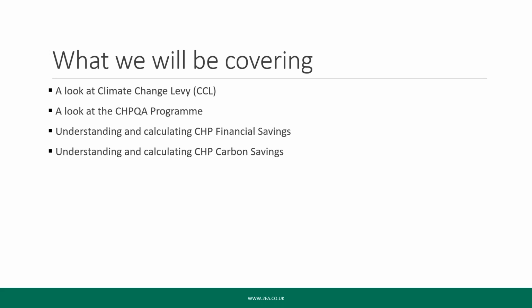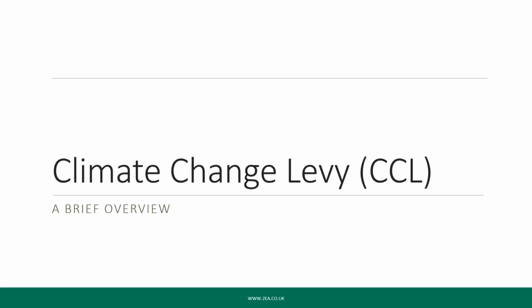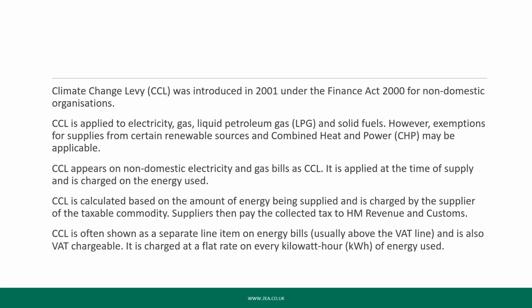So in this presentation, we'll be looking firstly at the role of CCL and how CHP benefits, how to obtain a CCL exemption through the CHP QA, and how to calculate CHP savings, both financial and carbon. Before we jump into the savings, I will quickly run through what CCL is and how CHPs relate to it. CCL was proposed in the Finance Act 2000 and implemented in the 2001 budget. Effectively, it is a tax on energy to reduce consumption for non-domestic supply.